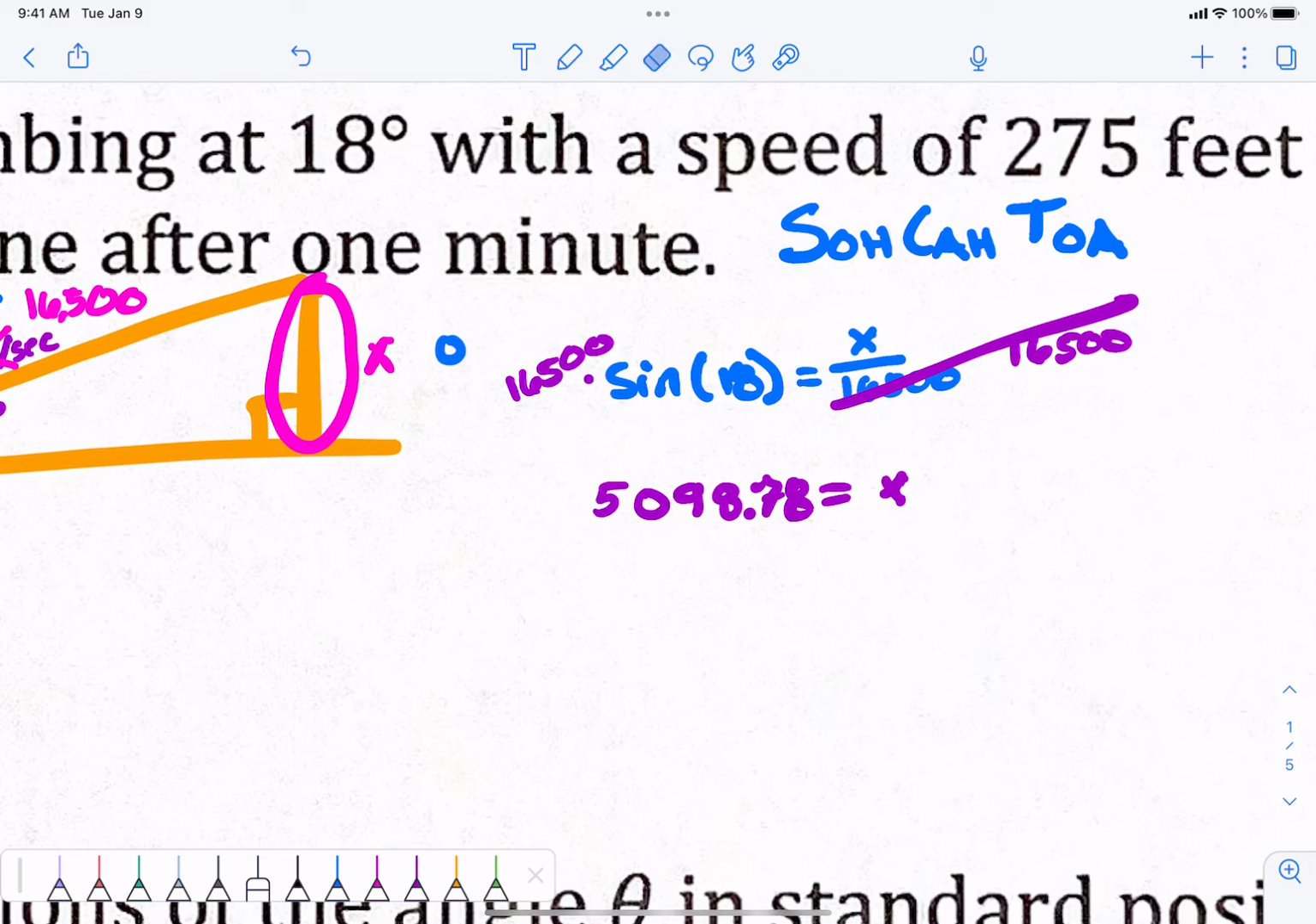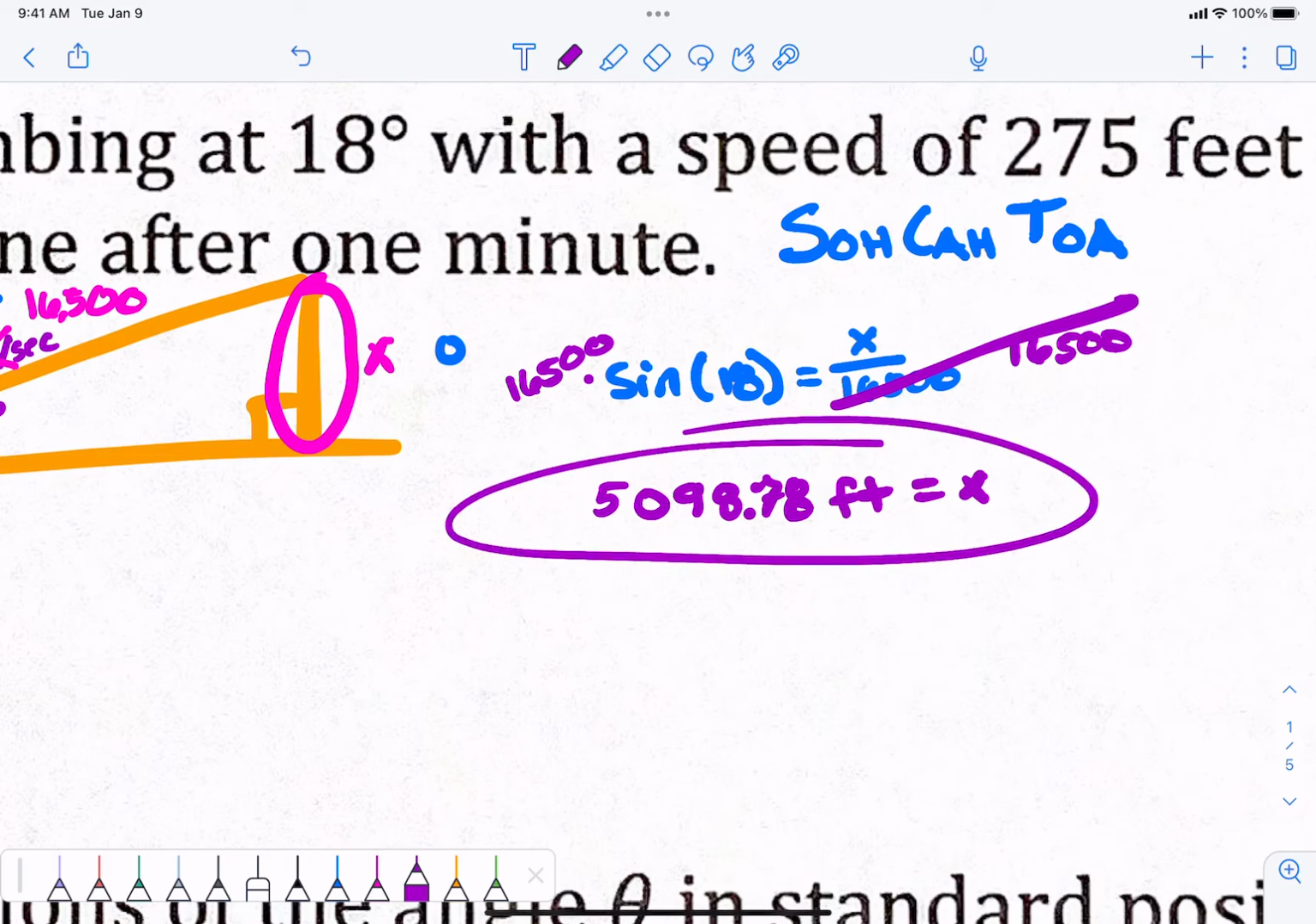And that is in feet. It's not feet per minute. We're trying to find the altitude, which is the distance. So it's just in feet, because 16,500 is just feet. After 1 minute, it's gone a distance of that. The only thing we used a minute for was to find the 60.